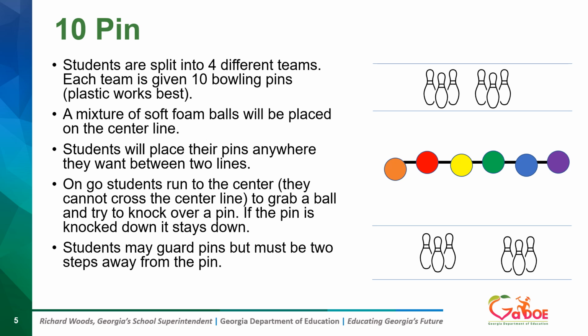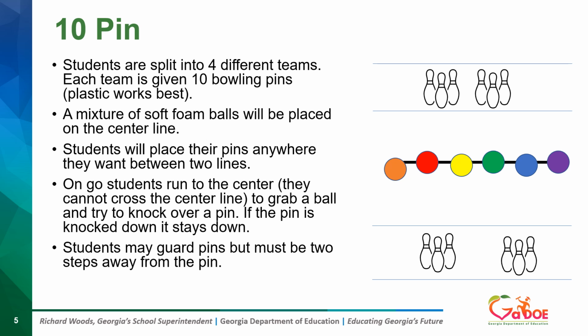Students will place their pins anywhere they want between 2 lines. So we just gave the students 2 lines on the floor on their side and just told them that they could strategically place them however they would like. They can be close to the line, they can be far away, they can be all together, etc. On go, students run to the center, not crossing that center line ever, to grab a ball and try to knock over a pin by throwing the ball.